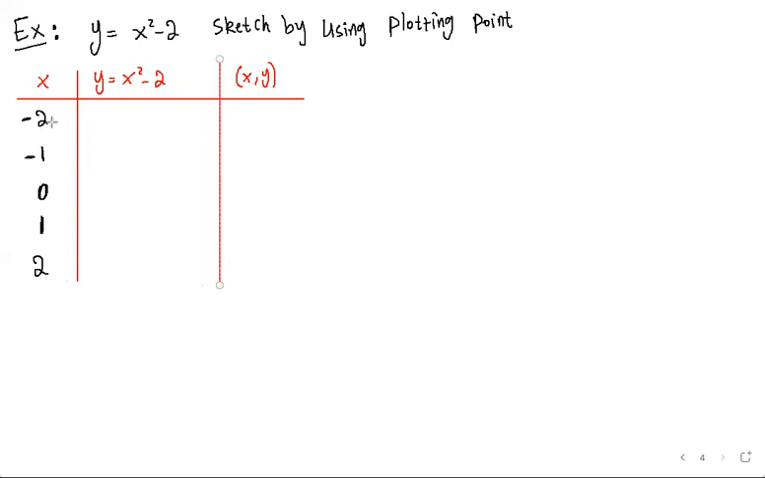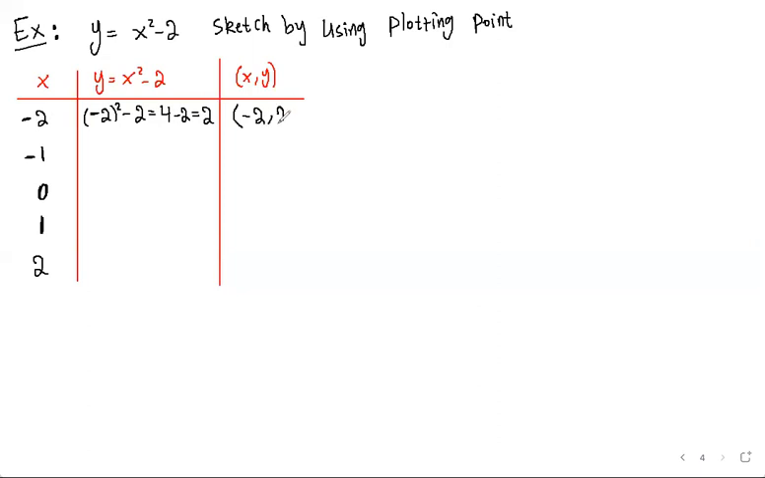Who will do the first one? -2. So -2 again inside this formula. -2 squared is 4, minus 2 is 2. So -2 squared minus 2 gives me 4 minus 2, which gives me positive 2. So the point is -2 and 2.